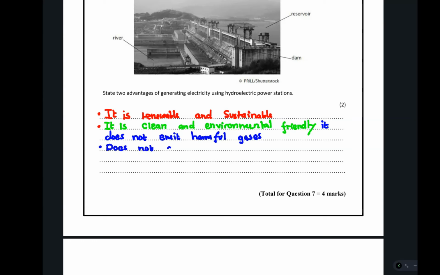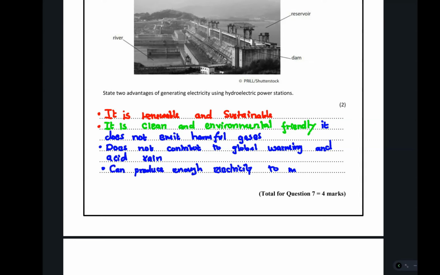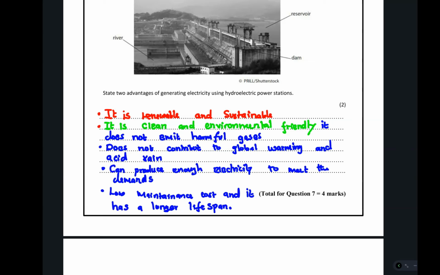It does not contribute to global warming because it does not produce greenhouse gases. It can produce energy to meet the drastic and immediate demands. It has a low maintenance cost. So even though the capital of starting a hydroelectric power station is high, after the country has built it, it has low maintenance costs. And it has a long lifespan. It can serve people for a long period of time.